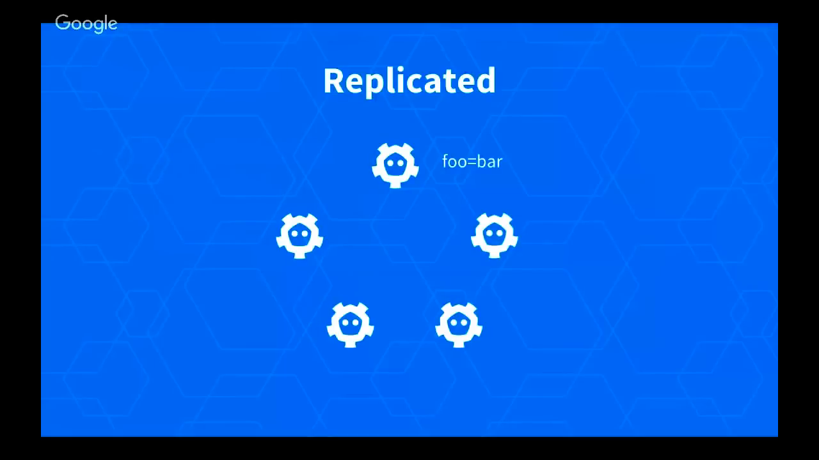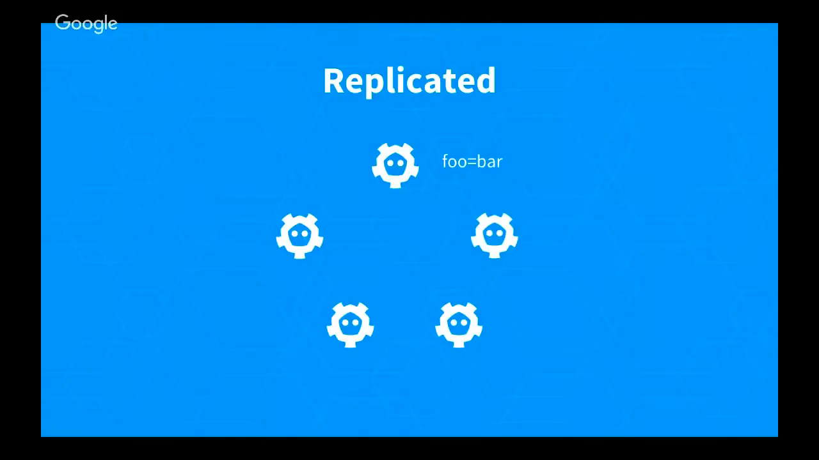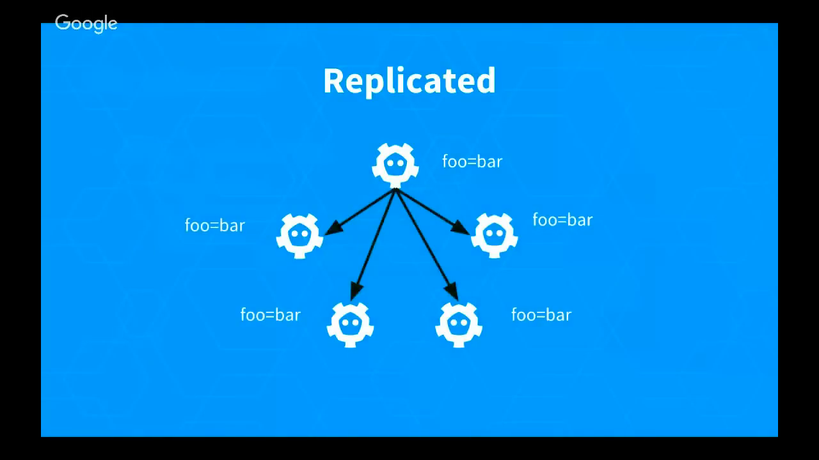etcd is fully replicated, which means a user can set a key into etcd, and then the etcd node will replicate the key to all its peers. So in this example, we have 4 nodes. Once a user puts a key like foo equals 5, it will replicate to all its peers. Once the majority of the nodes get the update, etcd can commit the write and return the response to the user.